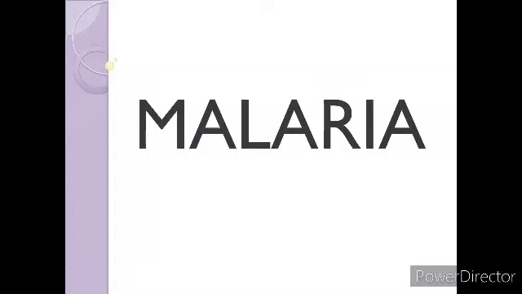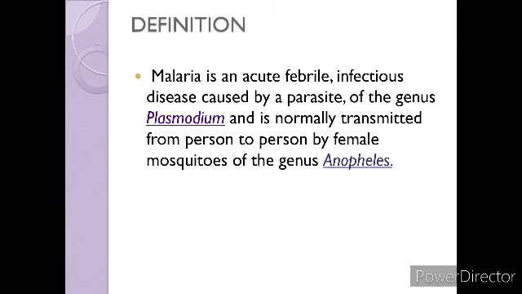Malaria is our topic of discussion today. Let's define malaria. Malaria is an acute febrile infectious disease caused by a parasite of genus Plasmodium and is normally transmitted from person to person by female mosquitoes of genus Anopheles.